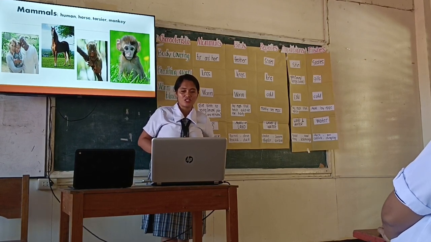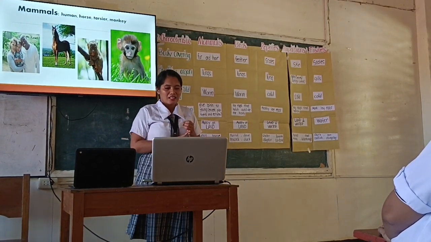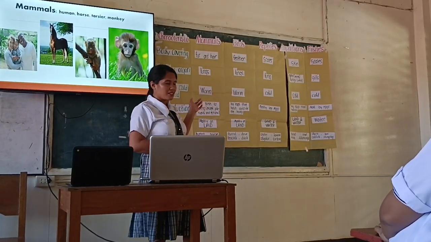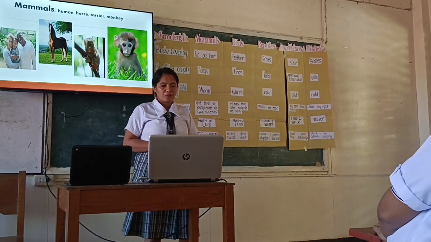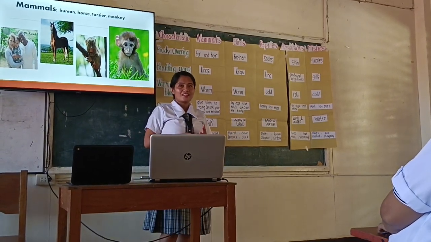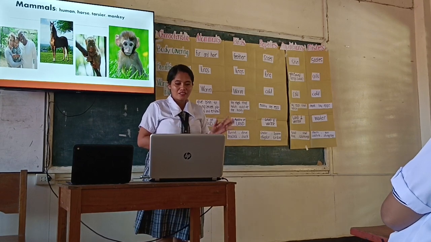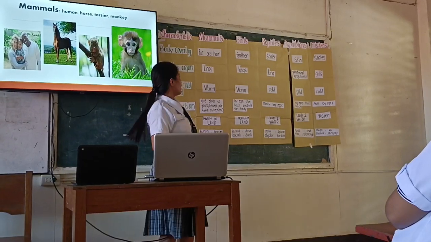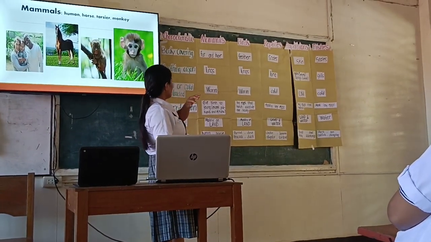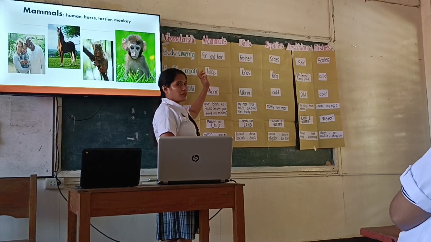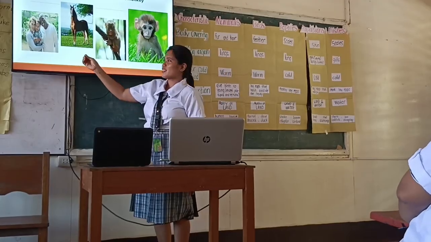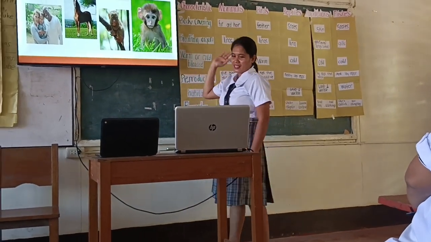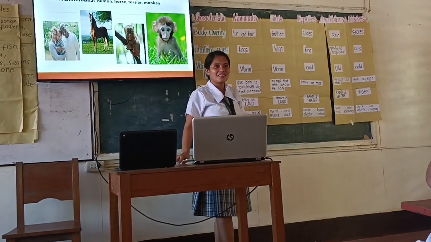The hair serves a variety of functions. First, the hair serves as insulation against cold. The second one is it protects their delicate skin. And the third, it serves as camouflage against predators. For breathing, they use lungs. The examples of mammals are humans, horses, tarsiers, and monkeys. Did you understand, class? Yes, teacher.